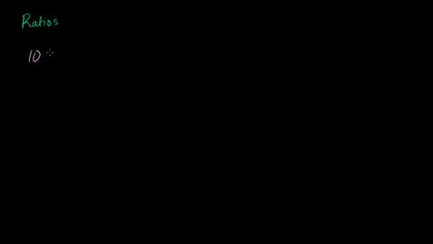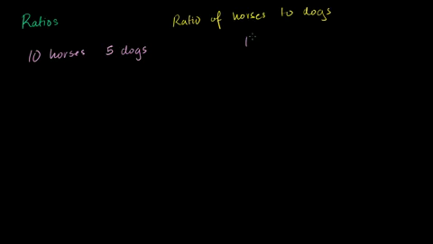If I have 10 horses, and I have 5 dogs, and someone were to come to me and say, Sal, what is the ratio of horses to dogs? So I want to know how many horses I have for some number of dogs. I have 10 horses for every 5 dogs. So I could say the ratio of horses to dogs is 10 to 5.